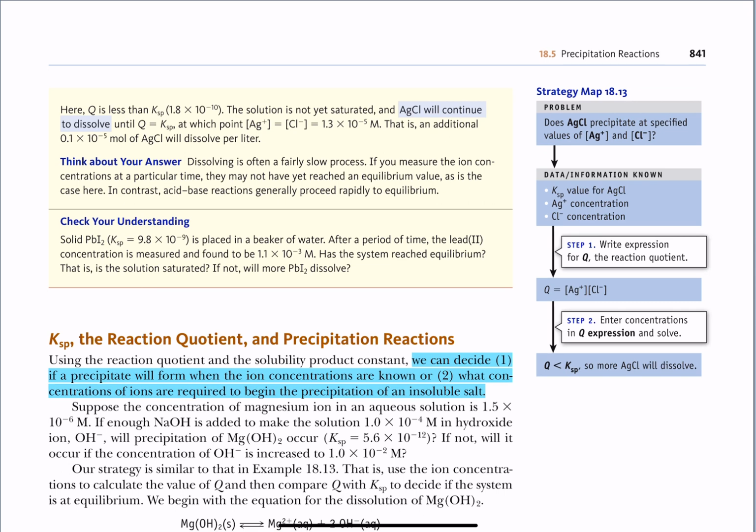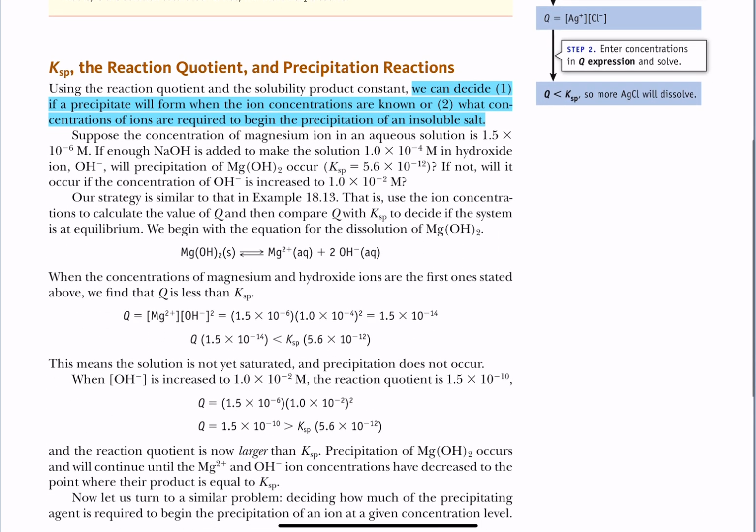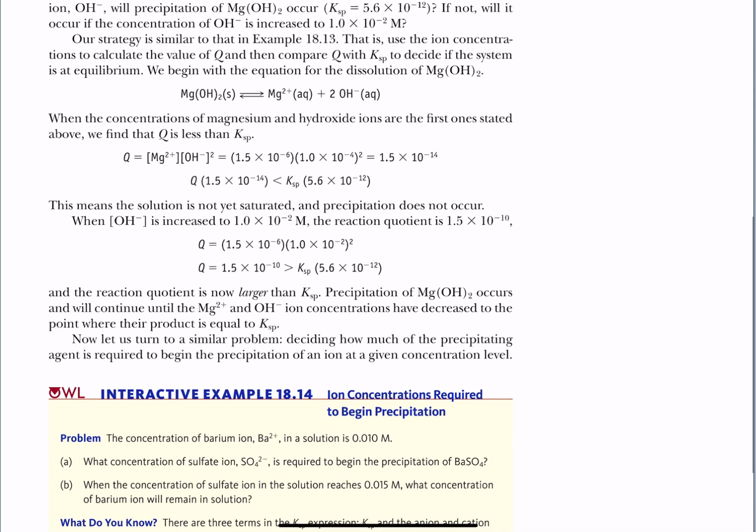Once we do the math, we can compare the Q value from the calculation with the KSP and draw our conclusions. This enables us to decide whether or not a precipitate will form. And not only that, we can also calculate what is the concentration of the ions in the solution when we reach equilibrium. And that's what this next problem does, that's embedded in the text with magnesium hydroxide.